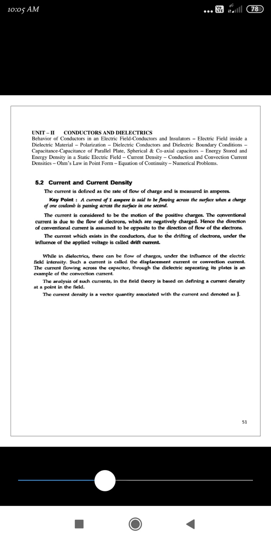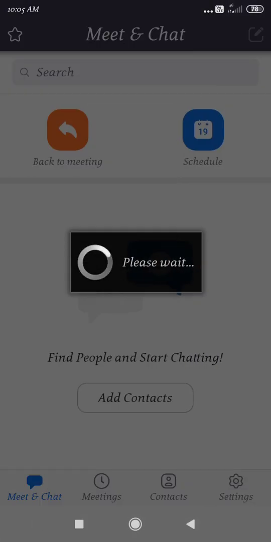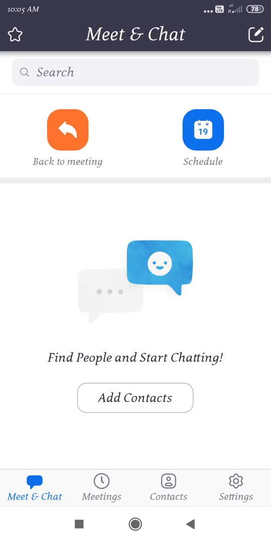These are the boundary conditions of dielectrics and conductors. Suppose you are mentioning these conductors, these conductors will look out the entire connections.